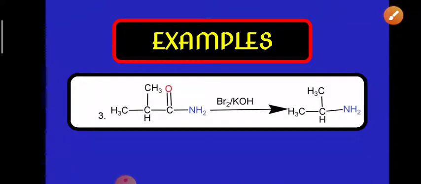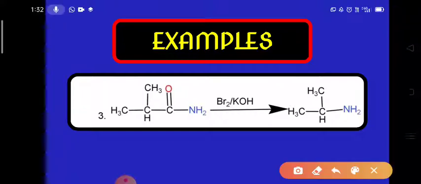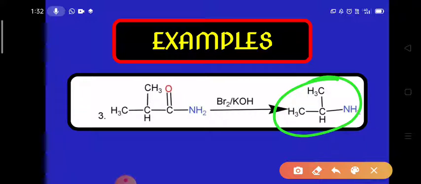Now we go for the third example. Look here. This is 2-methyl propionamide. When this undergoes the Hofmann bromamide reaction, we get 2-aminopropane. This is known as 2-aminopropane, otherwise isopropylamine. The common name is isopropylamine, and the IUPAC name is 2-aminopropane.